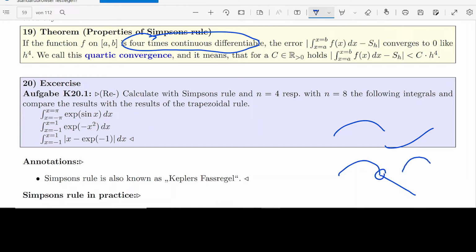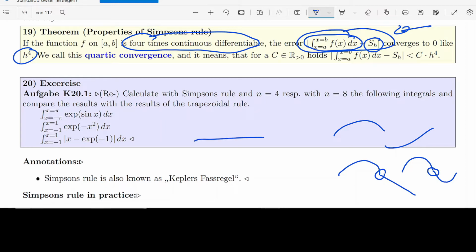And then if this is a parabola and this is another one, then the first derivative is continuous but the second one is not. So even functions like that are not allowed here for these properties. But if it's 4 times continuously differentiable, then the Simpson value corresponding to that h is very close to the correct integral value. It converges like h to the power of 4.